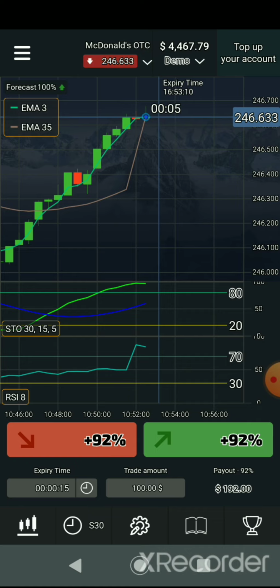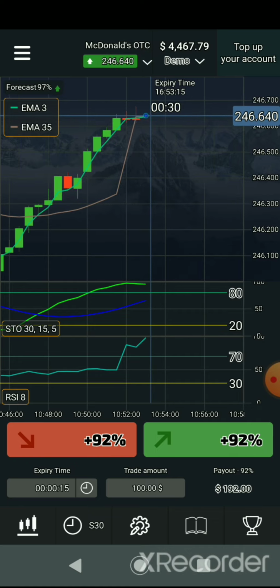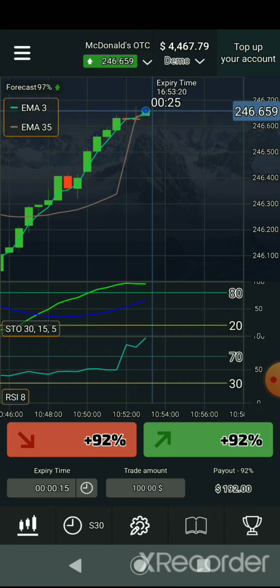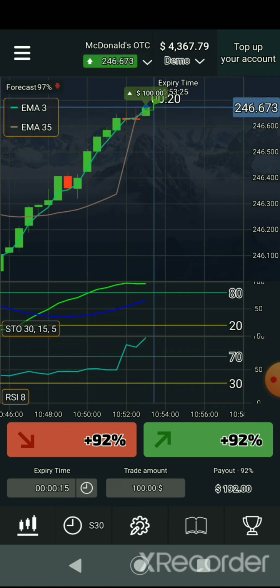What you see is the stochastic is far above. First of all, it's above the 80. Second of all, the green is above the blue, which is bullish. And then you see the RSI way above 70 and still pushing upward. So for me, I'll buy that all day.